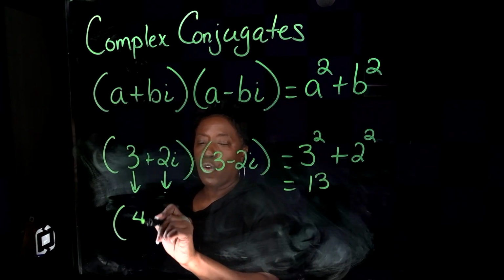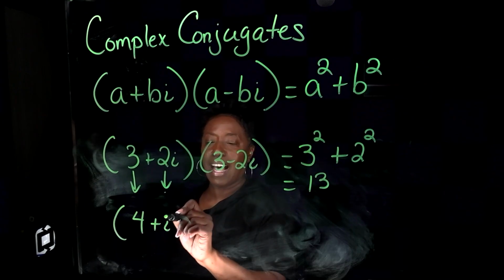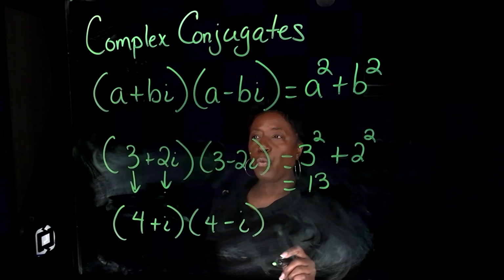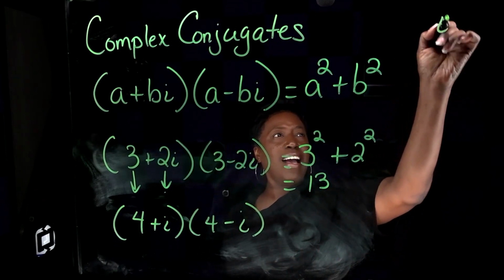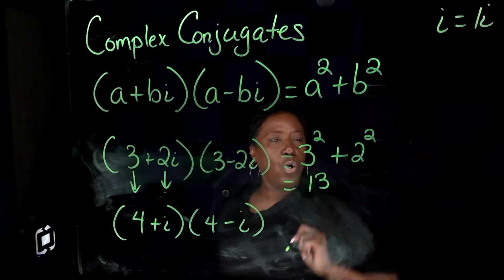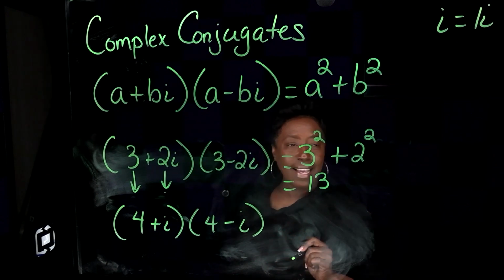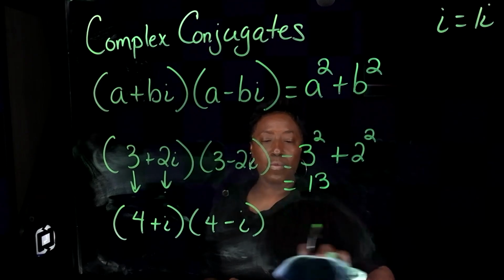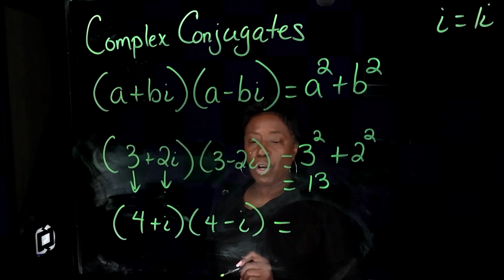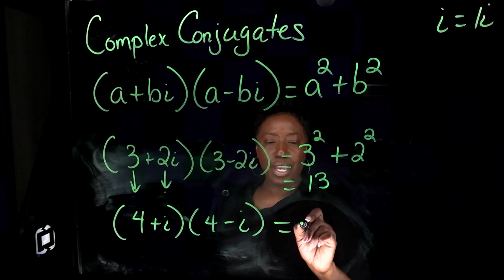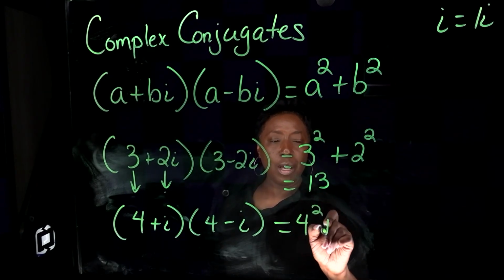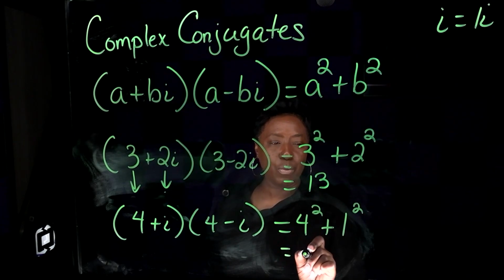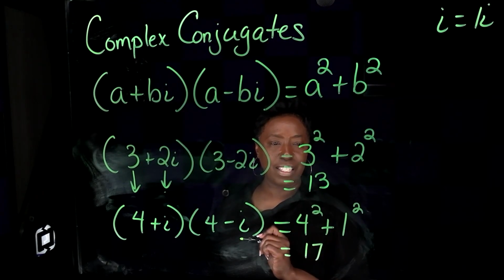How about 4 plus I times 4 minus I? Recall that I is the same as 1I. So multiplying these complex conjugates, we have 4 squared plus 1 what? Squared. And that equals 17.